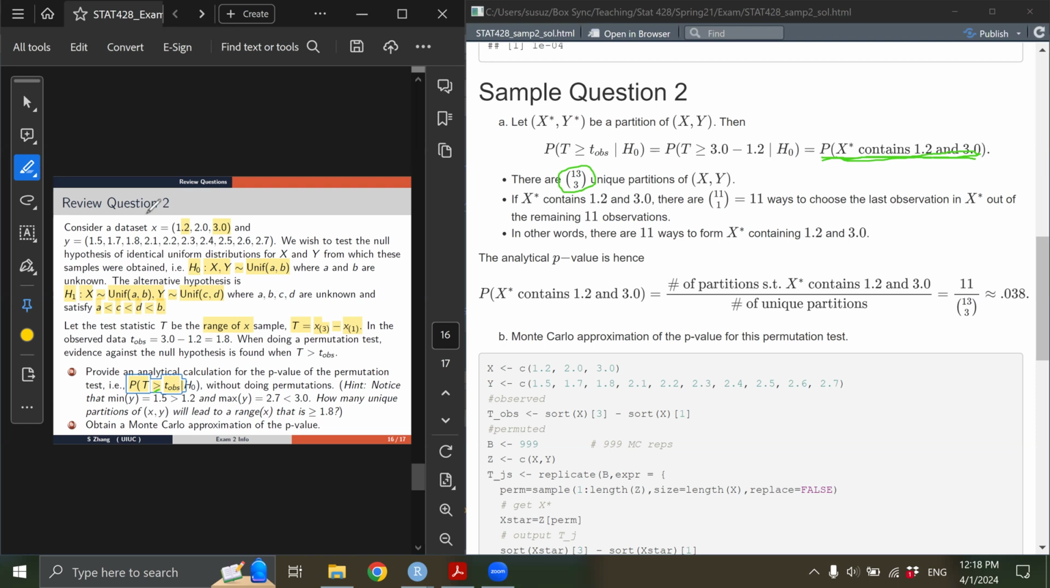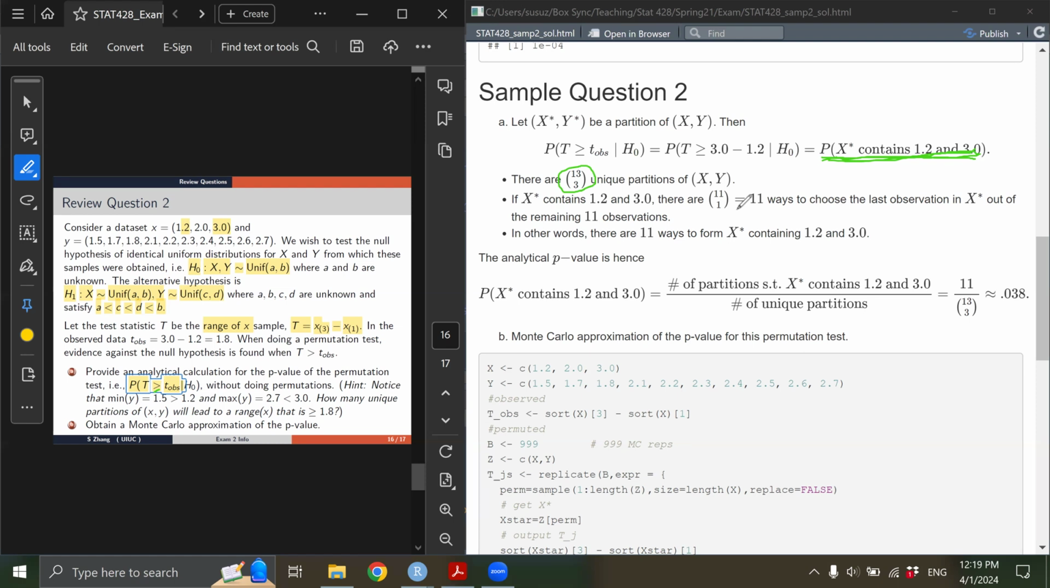There are only 3 observations inside S star, right? And this thing actually requires you to fix 2 of them. You fix the 1.2 and fix the 3. These 2 have to be inside X star, right? Then you have just 1 remaining element you can choose to be in X star out of the remaining 11 elements that haven't been selected.